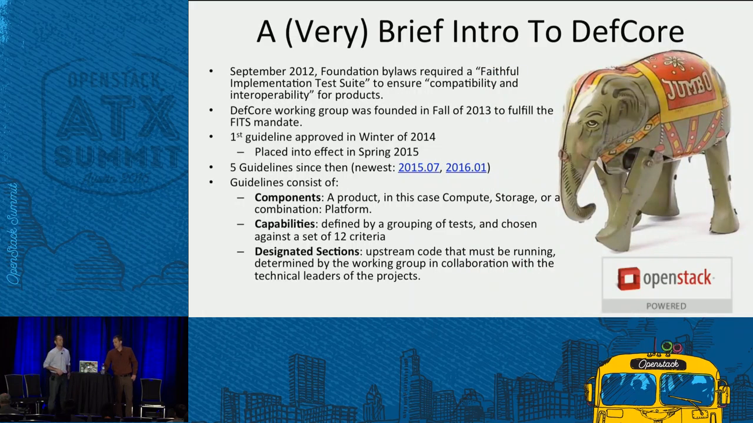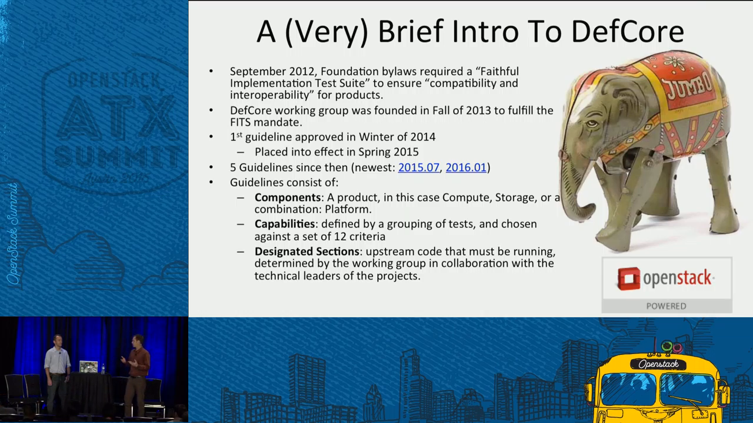Yeah, sure. Okay, so I'm going to start with what is a very brief introduction to Dev Core. This idea of interoperability within OpenStack is actually kind of an old concept, and it was baked into our founding documents. In September of 2012, when the foundation was created, the bylaws required a faithful implementation test suite to ensure compatibility and interoperability for products. So right from the beginning, when OpenStack was created, there was this idea that OpenStack installations should look similar enough to one another that when you call something OpenStack, it has a meaning and it has a minimal standard of how it runs and how it works with one another.